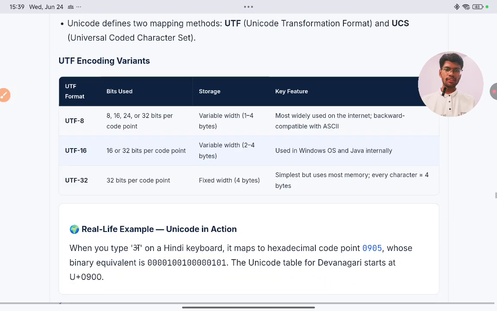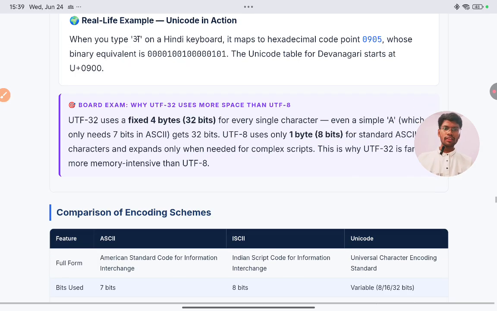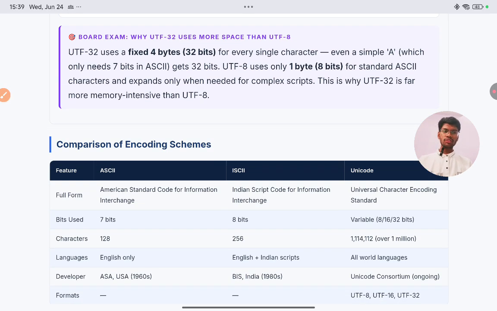It's important. In a real-life example, when we write the Hindi letter आ, it maps to hexadecimal code point 0905, with its binary equivalent, and the Unicode table for Devanagari starts at this. Sometimes this is asked in a question, not in the board exam, but in school exams.